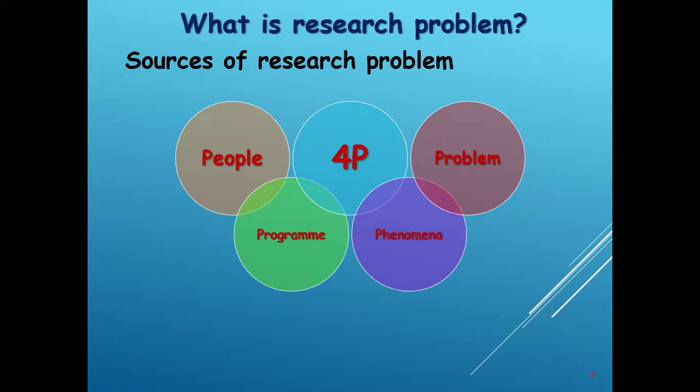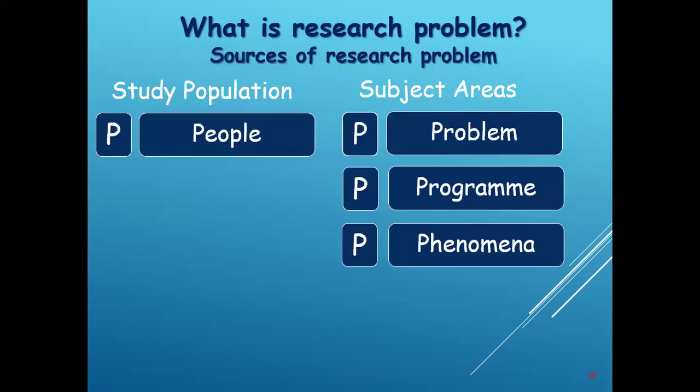Sources of research problem are also represented with 4 P's: people, program, phenomena, problem, that we are going to discuss in the upcoming slides. Study population, P represents people. Population is related to your participants as a part of your research sample. Subject area, problem, program, phenomena.